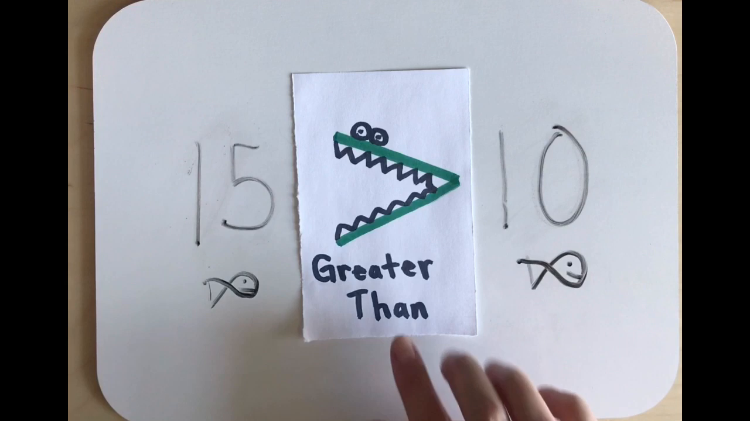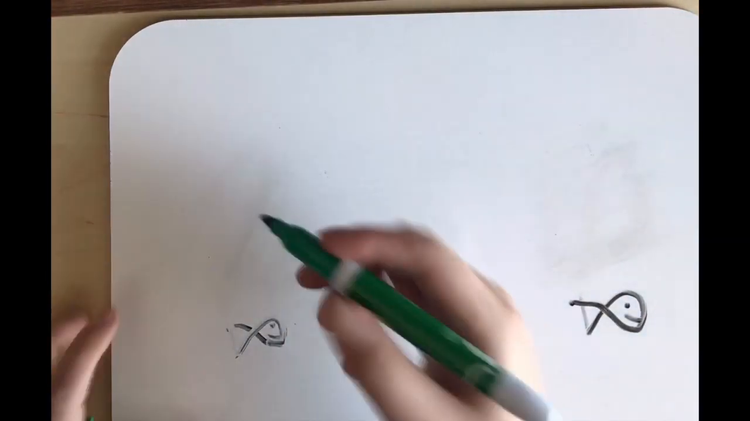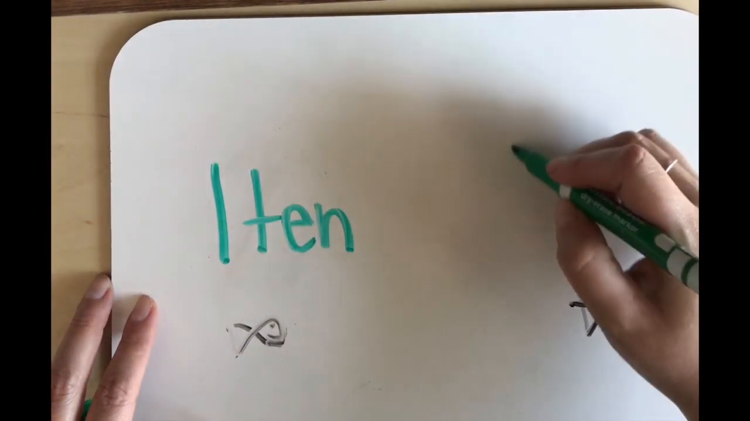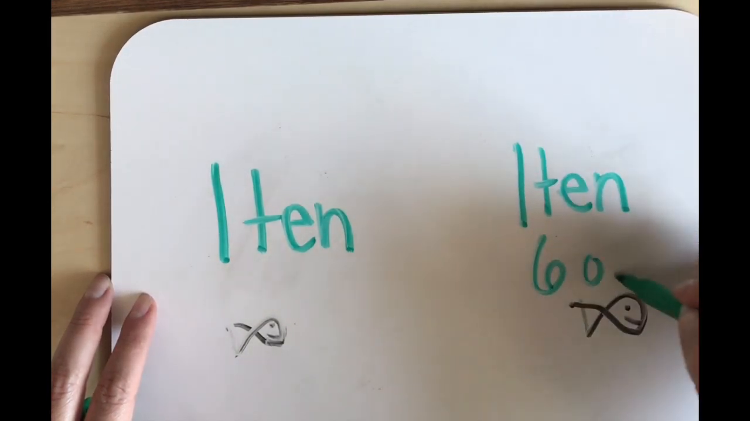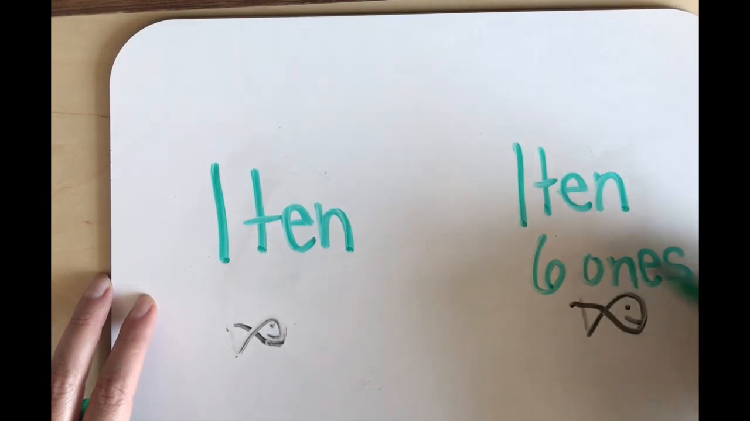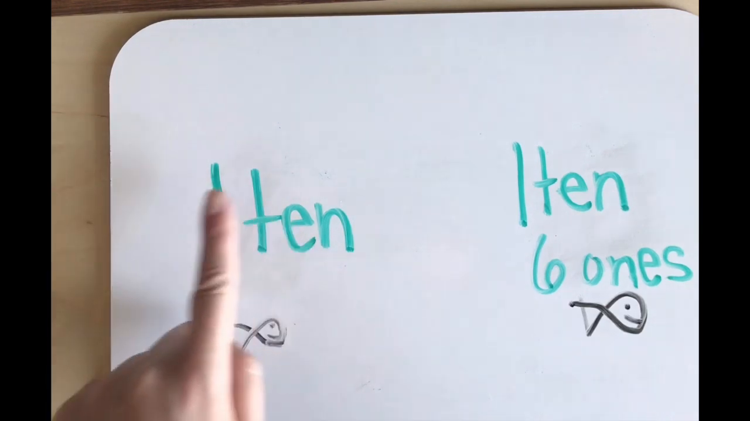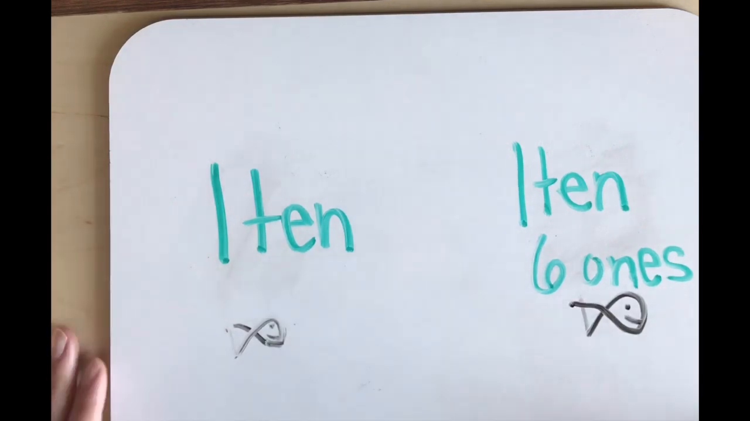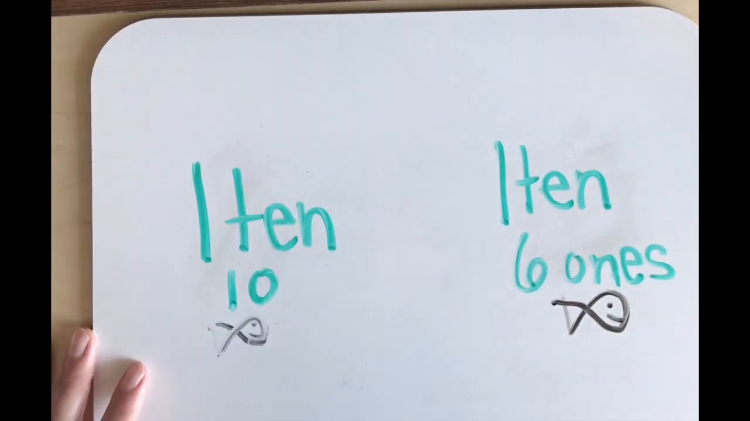Now I'm going to give you a tricky one. Let's see if I could trick you. Are you ready? 1 ten and 1 ten and 6 ones. Now we don't have numbers, but we do have quantities. So stop and think, what number does this side equal? What number shows 1 ten? Yep, 10. 10 is equal to 1 ten.